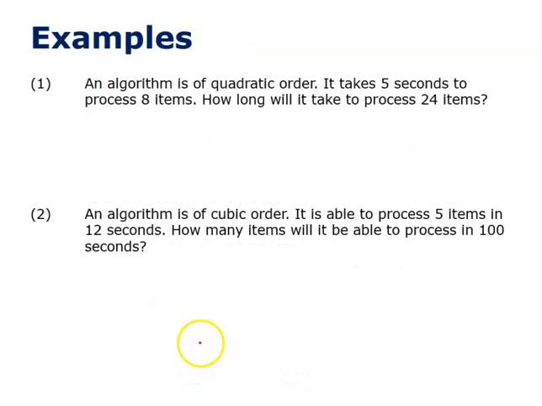So it says an algorithm is of quadratic order. It takes 5 seconds to process, I always like to write n and t, 8 items. So there's 8 items, and it takes 5 seconds to do it. How long will it take to process 24? Well, 24, you can see that has been times by 3. But it is of quadratic order, and this is the critical thing here. So therefore, we're going to times the time by 3 squared. And 3 squared is 9, so basically 45 seconds. That's how long it takes.